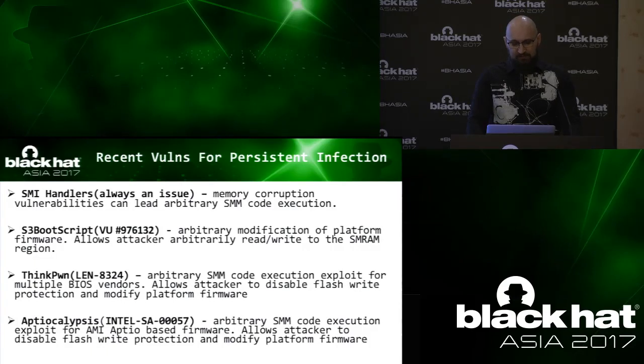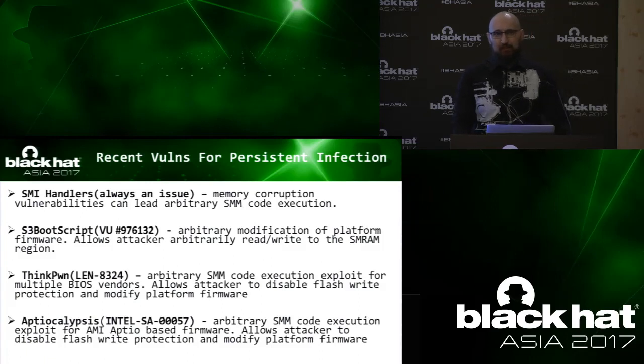And the most recent thing is Aptiocalypsis, which shows a very cool technique of bypassing SMM checks. It's a kind of prevention and mitigation technique in the BIOS which can prevent some code execution in SMM, but this exploit uses the first publicly known code reuse attack and successfully bypasses the SMM checks.